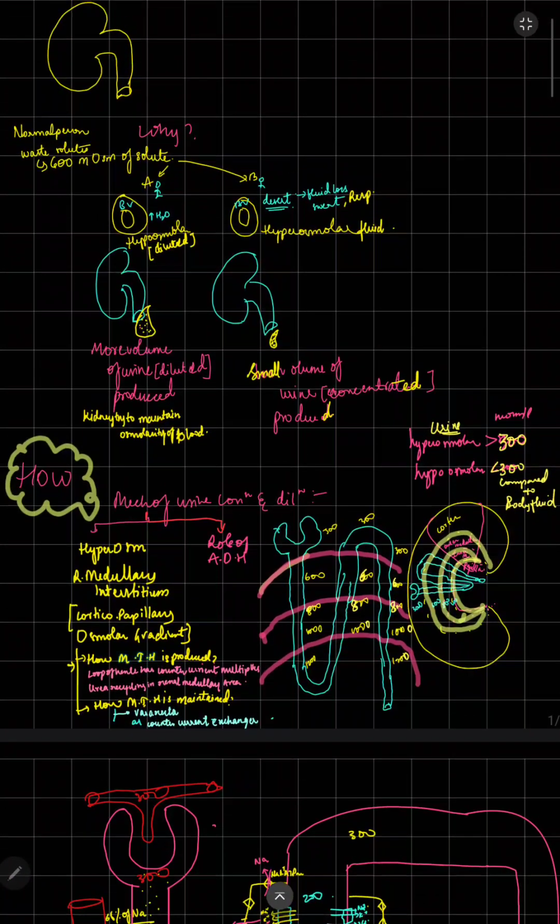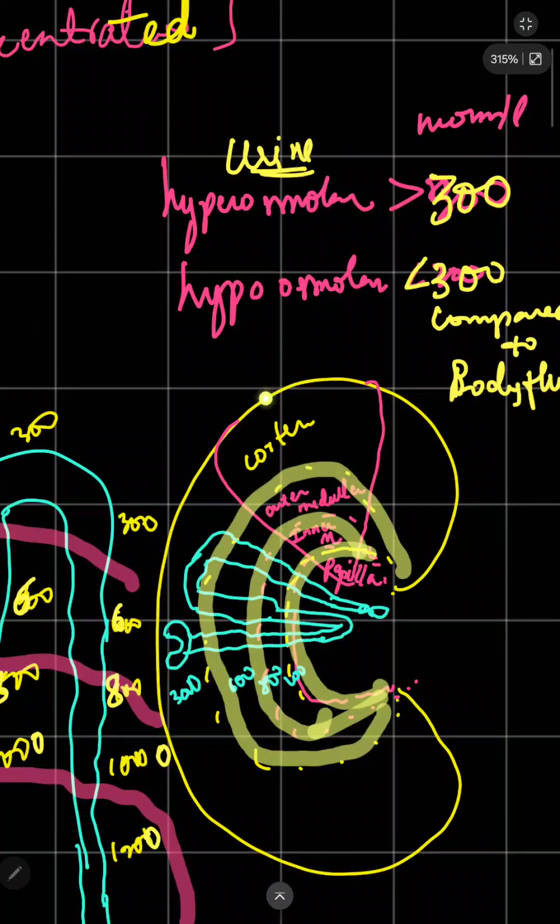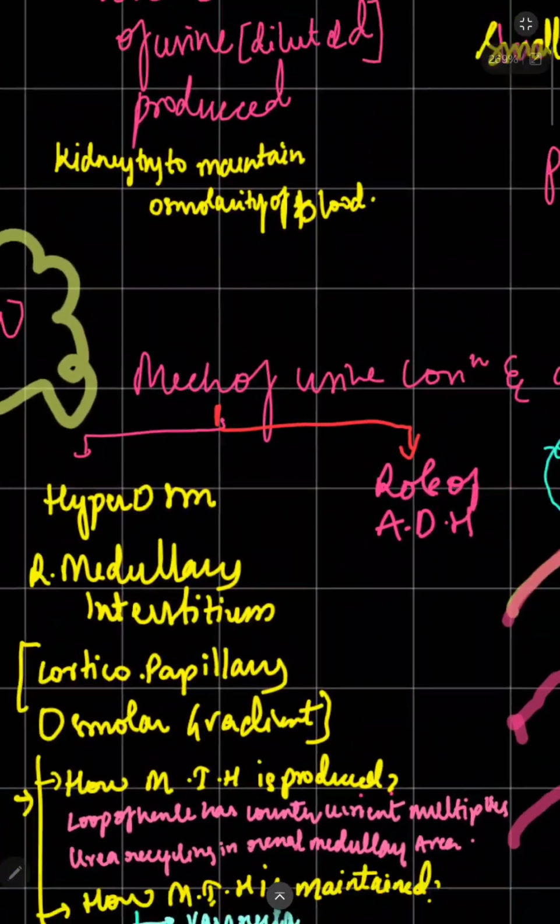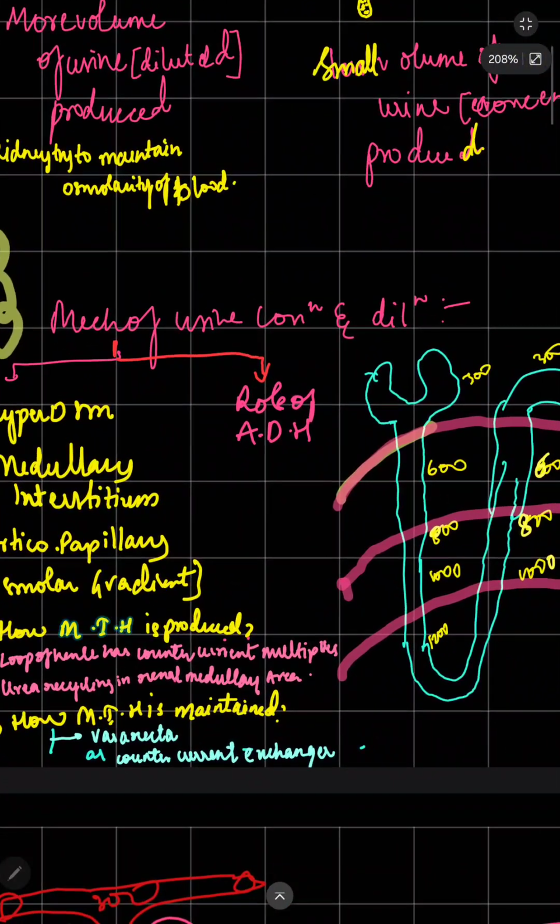Okay, so how is it produced? There are two mechanisms. The first one is that a hyperosmolar renal medullary interstitium is made. It is also known as the corticopapillary osmolar gradient. So we know that this is the cortex, and this is the outer medulla, inner medulla, and then the papilla. So there is a hyperosmolar gradient. Hyperosmolarity is produced.